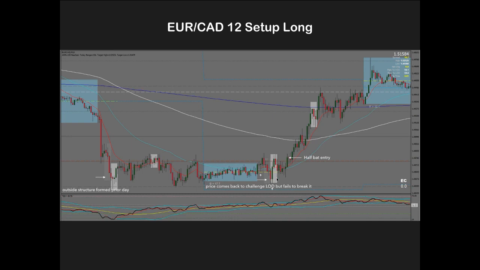We have this low and this low. We got 10 pips between here and here, right? This is the second leg, okay? And with this shift candle shifts above the apex, and that gives you your half bat entry.